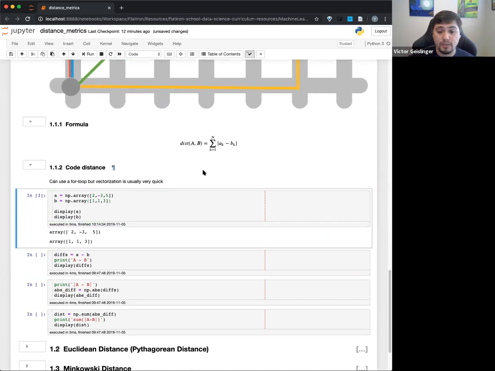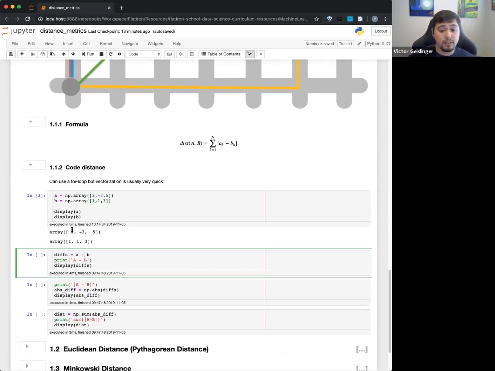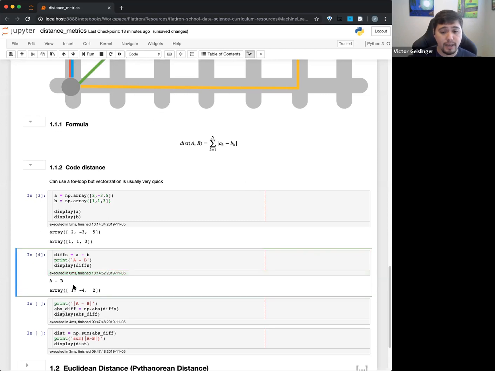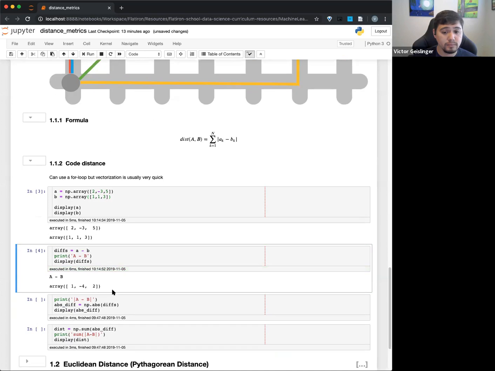The first thing I can do is take the differences, A minus B. Since this is using NumPy arrays, it will broadcast across. So I can do 2 minus 1, minus 3 minus 1, and 5 minus 3. And you can see here I got the differences in an array: 1, minus 4, 2. Okay, makes sense so far.